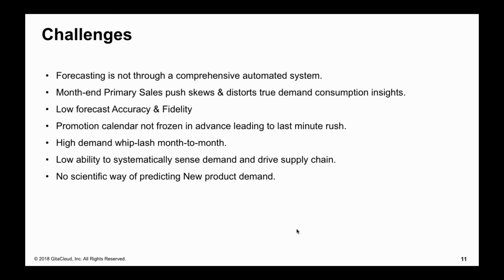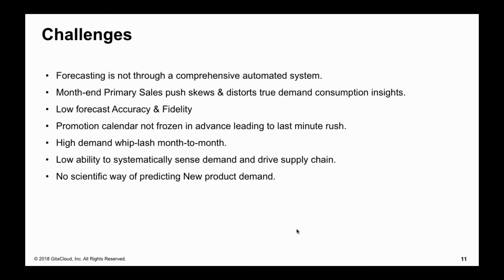So the current challenges which we face are numerous. The first, mainly, is that forecasting is not through a comprehensive automated system. It's largely through an Excel-based calculation and the gut feel of the sales team. Month-end primary sales internal push squeezes and distorts the true demand consumption, leading to a low forecast accuracy and low fidelity. The promotion calendar for the quarter is not frozen, hence leading to a last-minute rush.